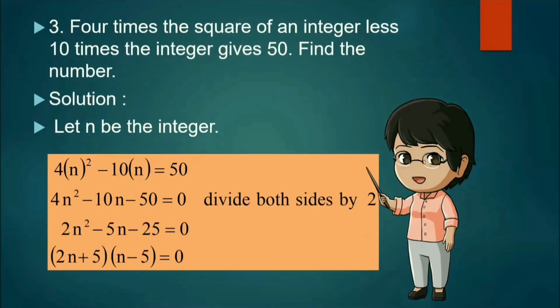So we set up the equation into a standard form and divide both sides by 2 since everything in the left side is divisible by 2. So we divide this by 2 and we simplify the equation as 2n squared minus 5n minus 25 equals 0. And factoring this, we have 2n plus 5 times n minus 5 equals 0.